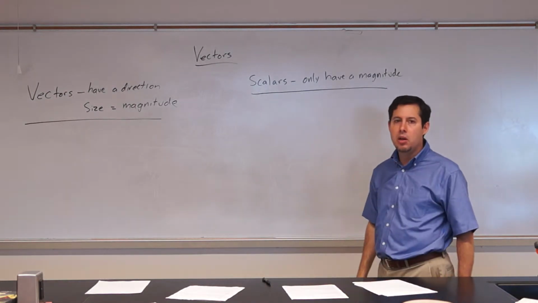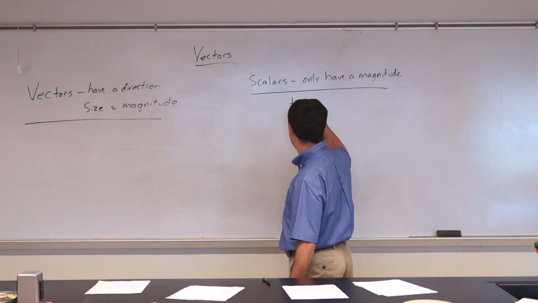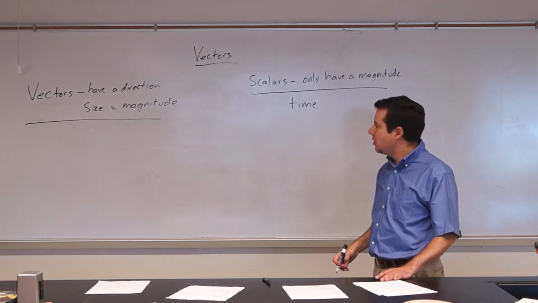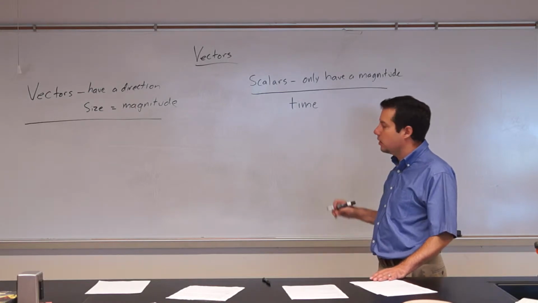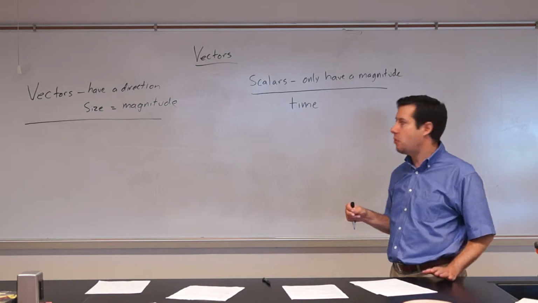So for example, when we talk about time, something is 2 seconds. 2 seconds doesn't have a direction to it, it just has a size. So it actually is a scalar. So if you add 2 seconds to another 2 seconds, that's always going to get you 4.